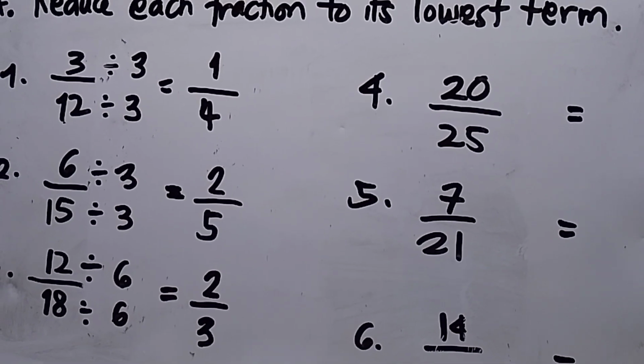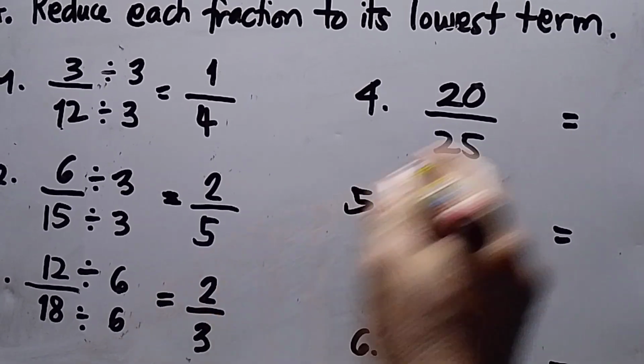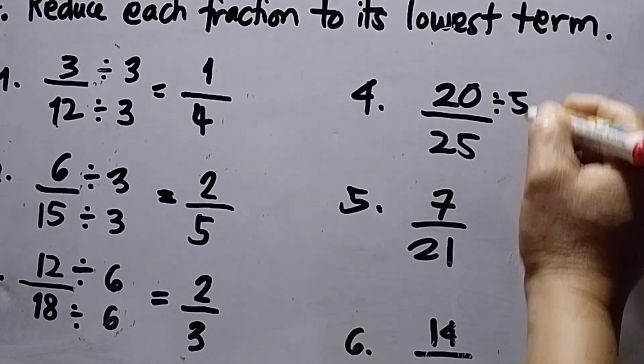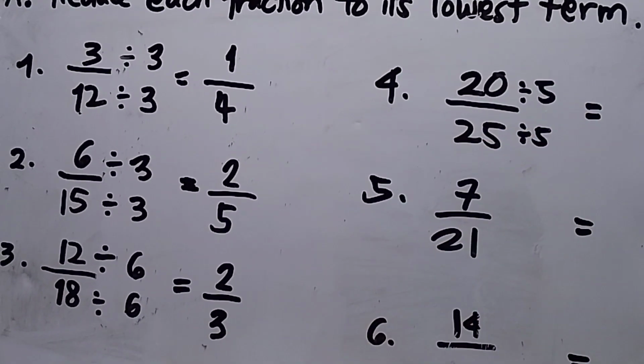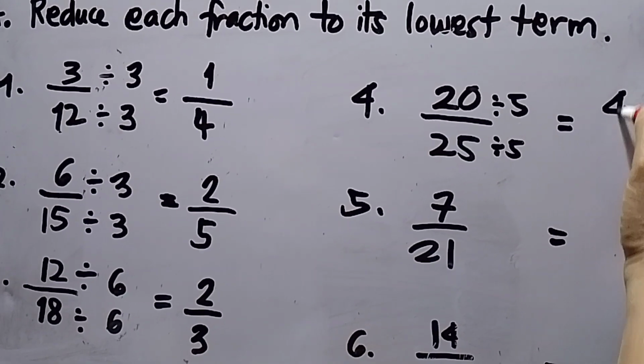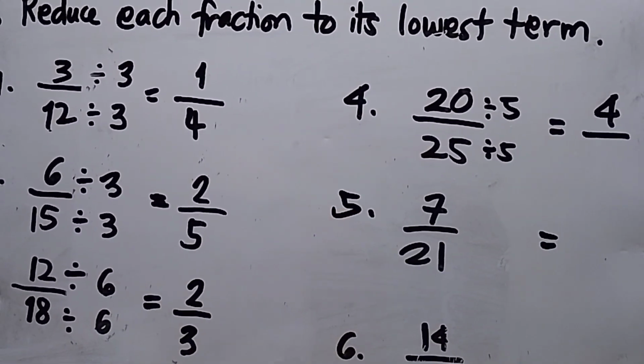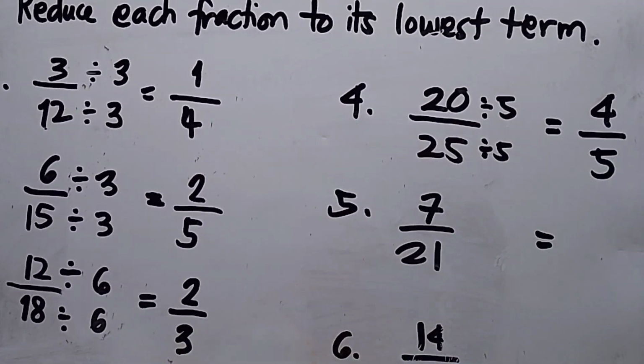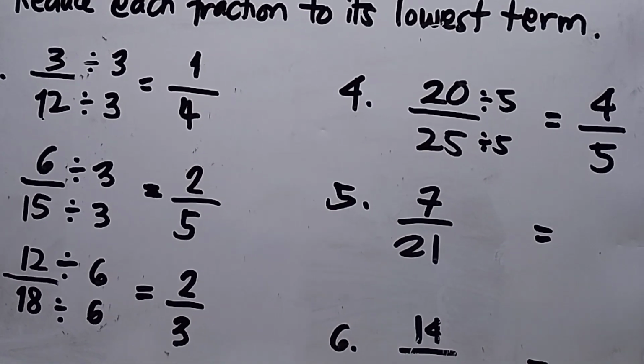How about number 4? 20 over 25. So I can divide this one by 5. So 20 divided by 5 is 4. And then 25 divided by 5 is 5. So my answer for number 4 is 4 over 5.